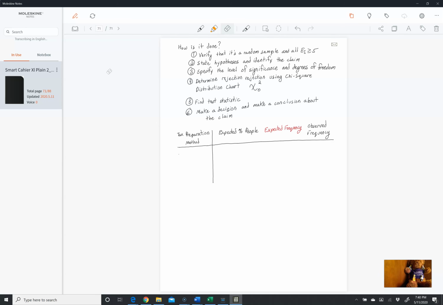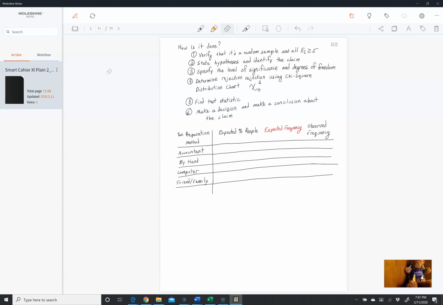So we had accountant, we had by hand, we had computer software. I'm just going to write computer here. We had a friend or family member. And because we had this chart already, I think I'm safe to write service as opposed to tax preparation service.